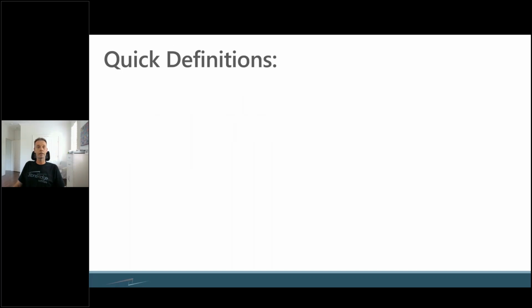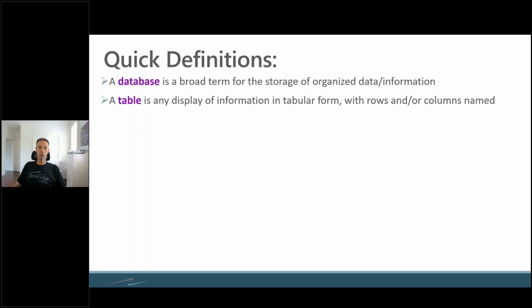Before we look at the relationships, quick definitions on some of the concepts that are involved in this. What is a database? The database is a broad term for storage of organized data and information, which in your case is your Business Central environment, right? Which is a collection of all the Business Central tables. Then, as mentioned, a database consists of many tables.